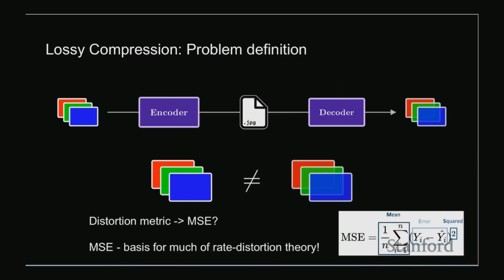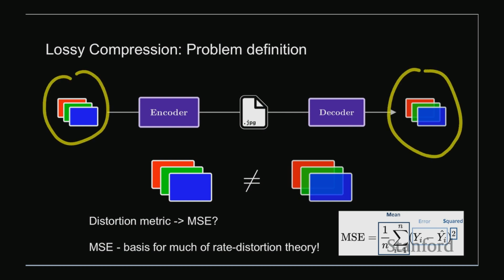So, lossy compression. Let's look at the problem definition of what we want to do in this particular case. You start with some image, you encode, you get this JPEG file, you decode and you reconstruct something, right? We have now looked at this rate distortion example many times. And then your original image and reconstructed image are not exactly the same, right?